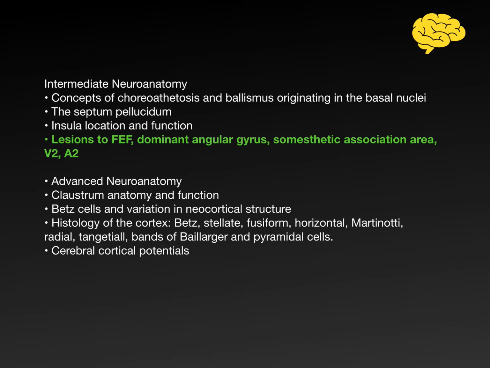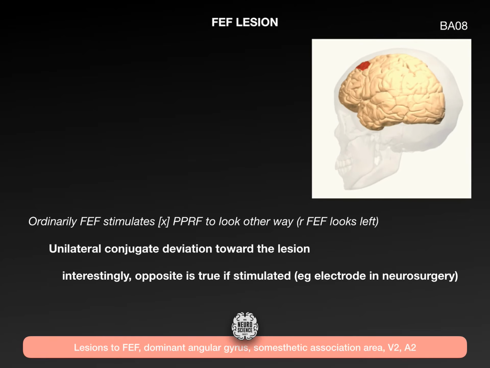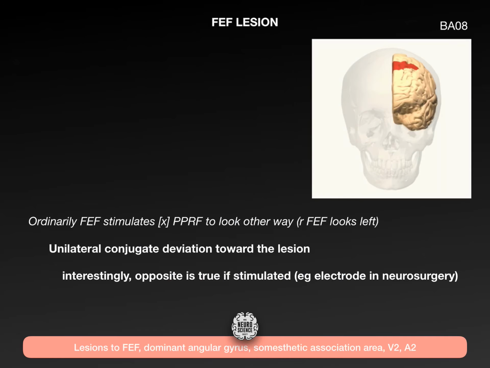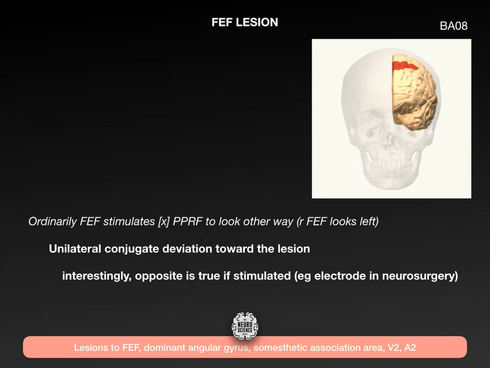So, lesions to the frontal eye field, dominant angular gyrus, and these association areas that we talk about. So, if I can make that spin, Brodmann's area number 8 is the frontal eye field. Oops, there's a frontal eye field. Now, ordinarily, this frontal eye field stimulates the contralateral parapontine reticular formation to cause the eyes to look the other way. Revise your brainstem and conjugate deviation notes from block 3 for that, which we might go into a bit more detail in the brainstem. The consequence of a lesion to your frontal eye field is a unilateral deviation toward the lesion. So your eye will move toward the lesion.